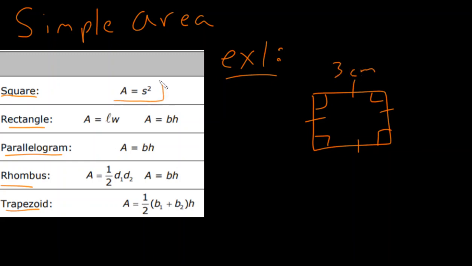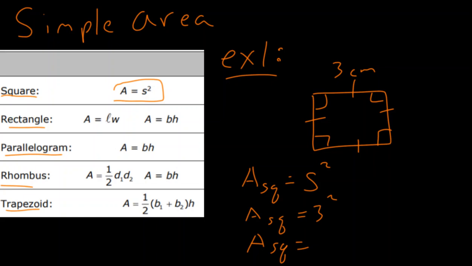Well, our formula for the area of a square is equal to the side squared. And so we could say the area of this square will be 3 squared, which is 9 centimeters squared. Easy. Alright, let's move on, and we're just going to skip a rectangle.